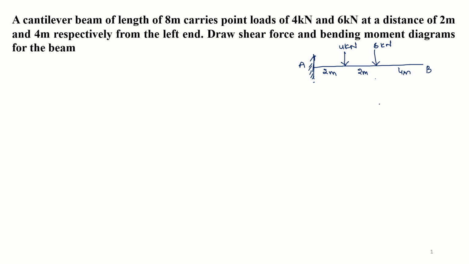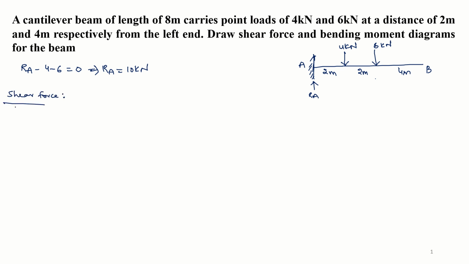Okay, now we need to calculate the shear force and bending moment. So we all know that at A we will have a reaction, and now first we will calculate the reaction. So RA minus total downward load is minus 4 minus 6 equal to 0. So from here we can write as RA is equal to 10 kilonewton. Okay, now we will calculate the shear force.